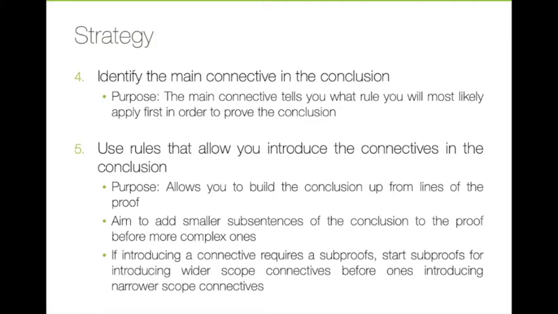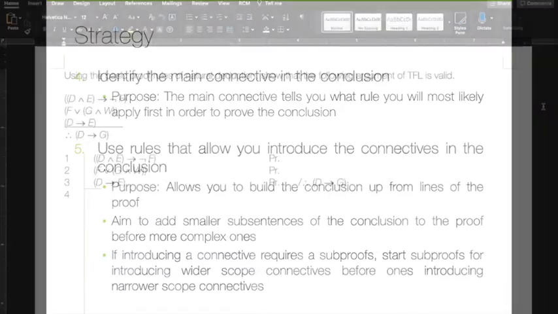So if your conclusion contains D, and that's a part of D or G, you should add D to your proof before G. And while you're considering rules that you have to use to introduce the connectives in your conclusion, if those rules require subproofs, you want to start the subproofs for wider scope connectives in your conclusion before the ones that introduce your narrower scope connectives. So the narrower scope connective proofs will be part of the subproofs for wider scope connectives. Those are some very general statements of how the strategy works. So let's look at a couple of examples in which we'll use elements of this strategy.